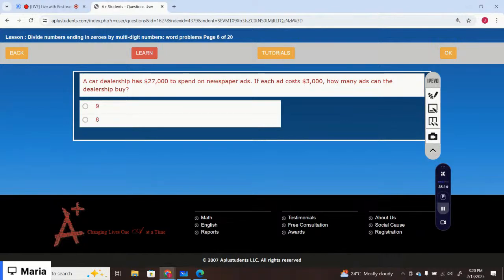A car dealership has $25,000 to spend on newspaper ads. If each ad costs $3,000, how many ads can the dealership buy? So which is the correct option?